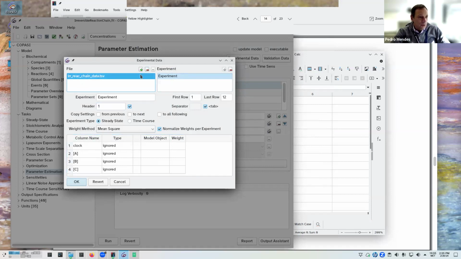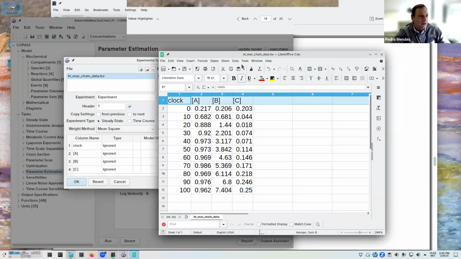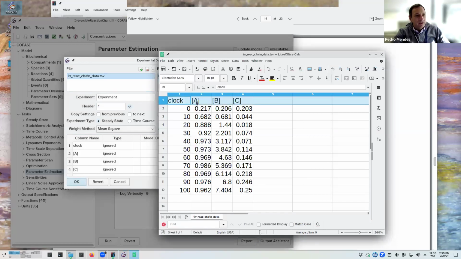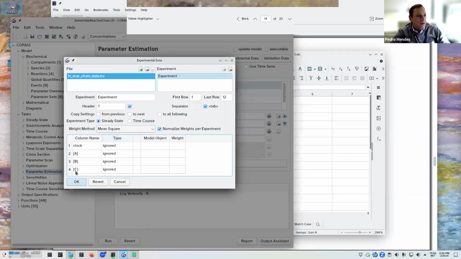Now, the first thing I need to do is check whether this is correct. First row is row number 1, last row is row number 12. That's actually exactly correct. I have a header in row 1. That's also correct. COPASI guessed this because it found that this row doesn't have numbers, so it must be headings. And it also figured out that there's a tab separating the data. If it was comma separated values, it would find a comma. You could specify a comma, or any other kind of character to separate data points.